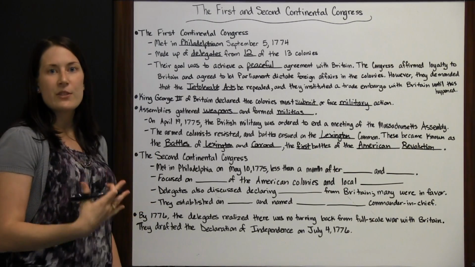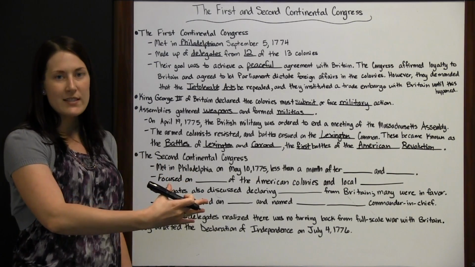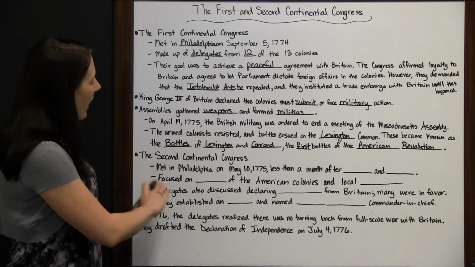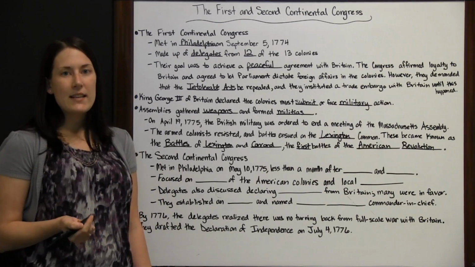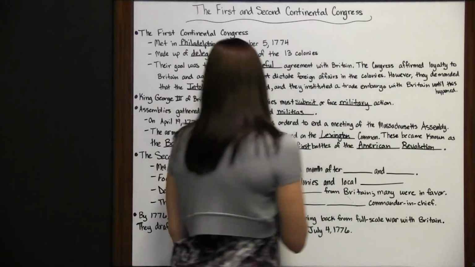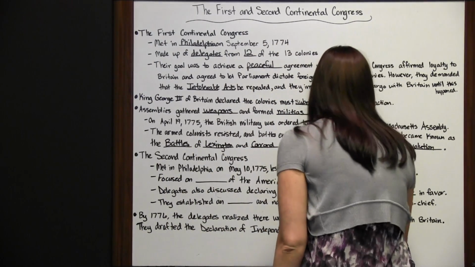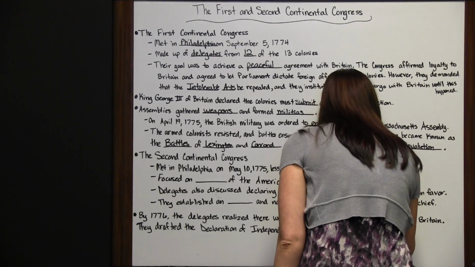Georgia was included. Georgia realized, Britain's not helping me with my Indian problem. I need to join with the rest of the colonies. So delegates from all 13 colonies met in Philadelphia on May 10, 1775, less than a month after Lexington and Concord. So this is April 19th. On May 10th, less than a month after Lexington and Concord, they met.